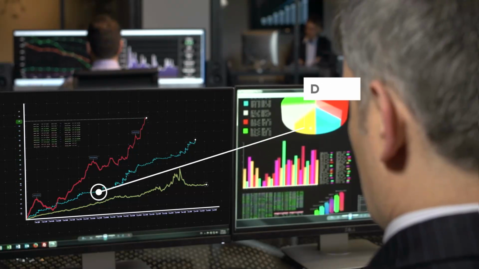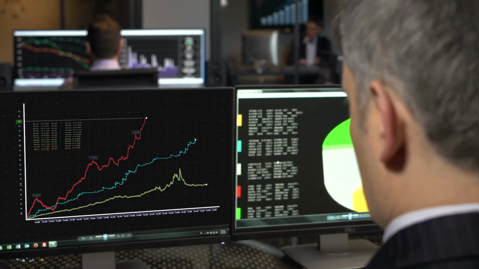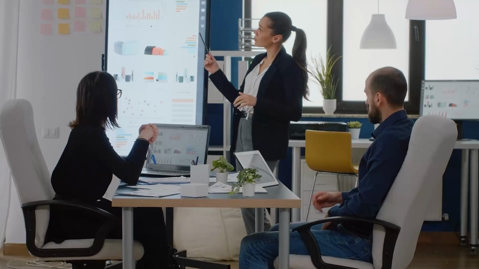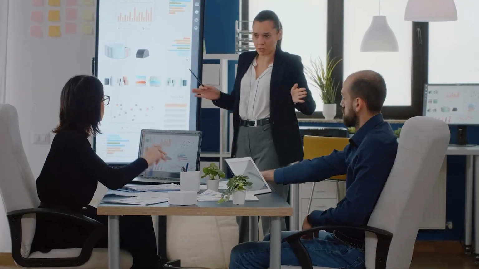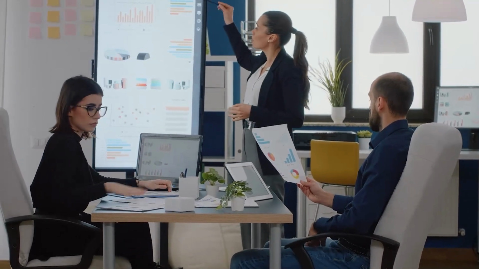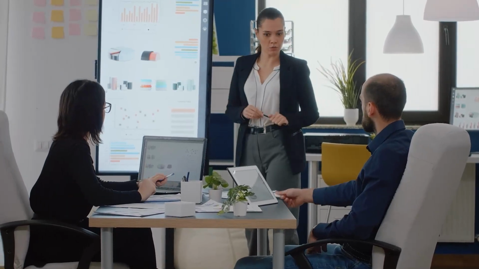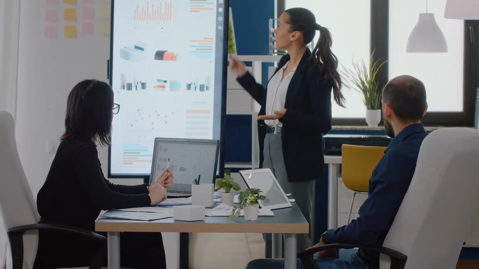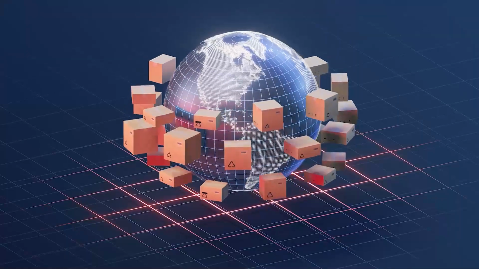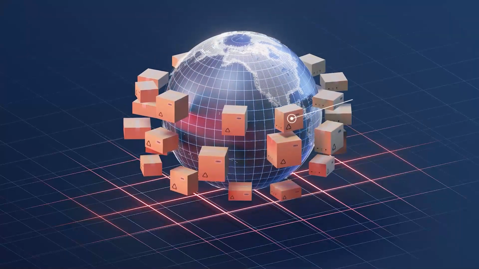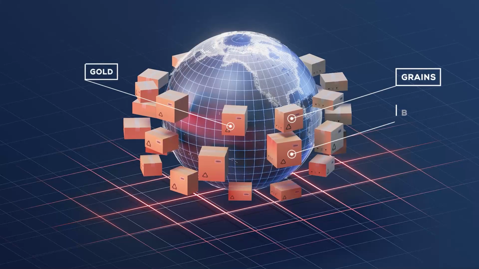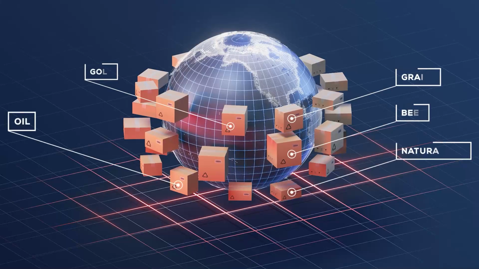Let's begin with a simple tool that is used by professional traders. Trading commodities. A commodity is a basic good used in commerce that is interchangeable with other goods of the same type. Traditional examples of commodities include grains, gold, beef, oil, and natural gas.